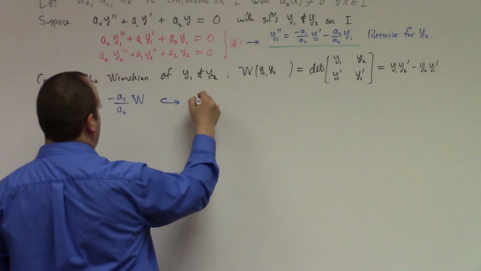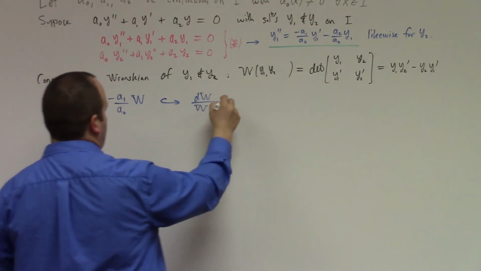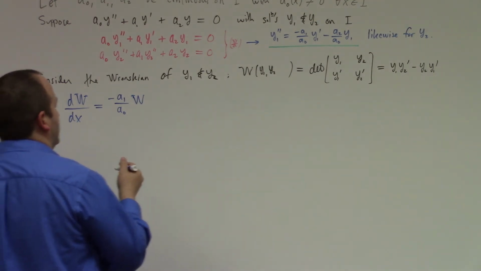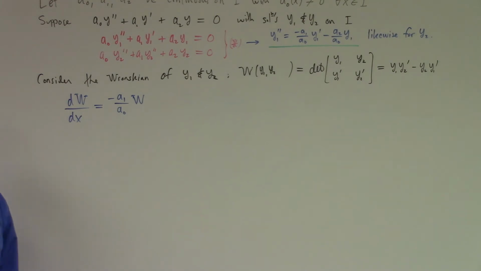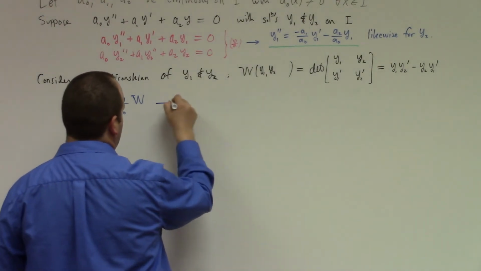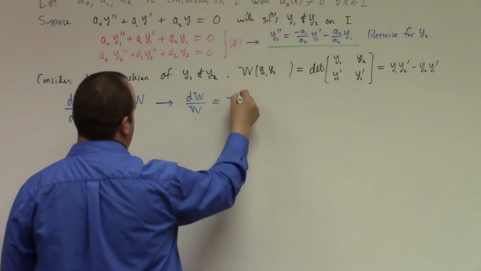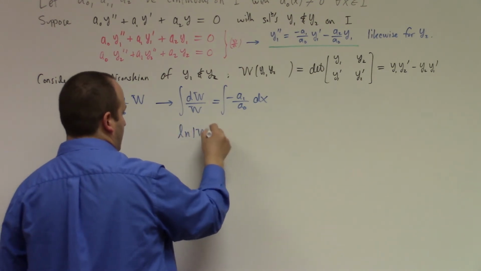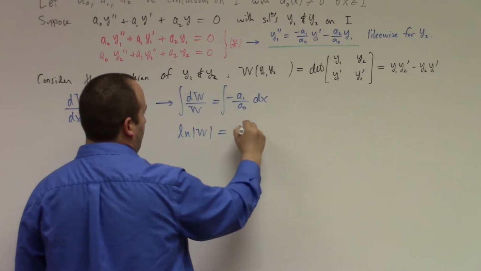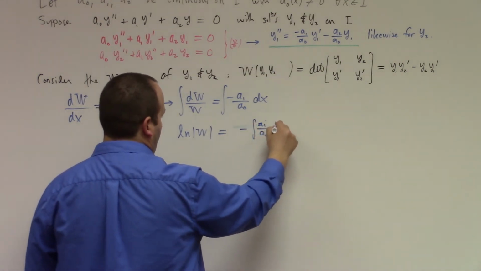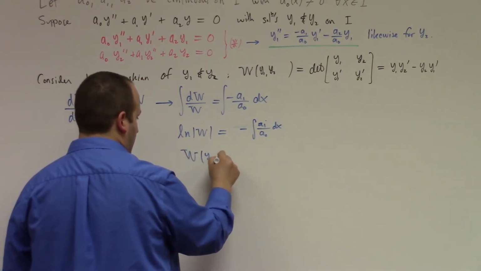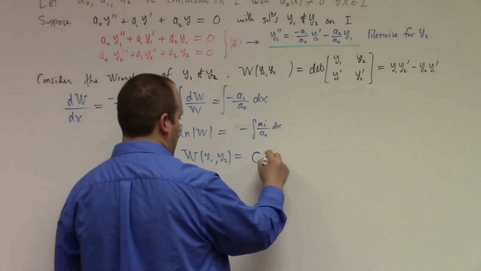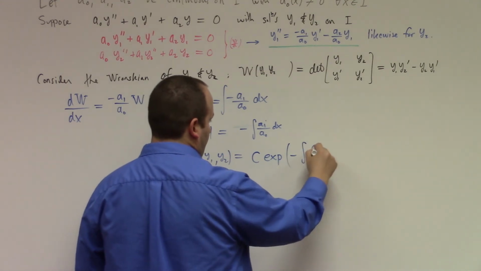And so we can separate variables. We proved this last time, if they're constants, but I should be more careful, since these could be functions. So dW over W equals minus a1 over a0 dx, where again a0 is non-zero. Integrate both sides and you get the natural log of the absolute value of the Wronskian equal to minus that integral. So the Wronskian of y1, y2 is equal to some constant times the exponential of minus the integral of a1 over a0 dx.